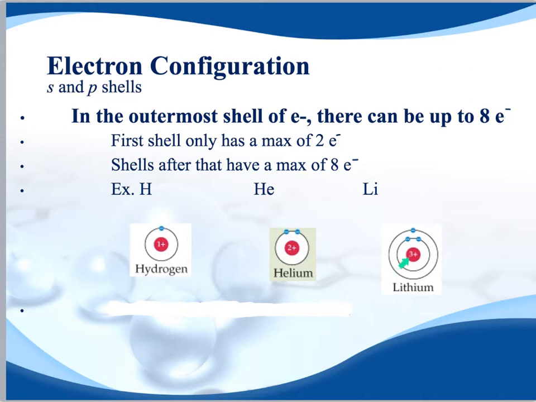Lithium has 3 protons and 3 electrons. The problem is that it's got 3 electrons and the first shell only holds 2. So the first 2 go into the first shell, and then the third electron goes into a new shell, which now has a max of 8 electrons total. So it could accept up to 7 more. It's probably not going to do that, but it's possible that it could at least fill that spot in.